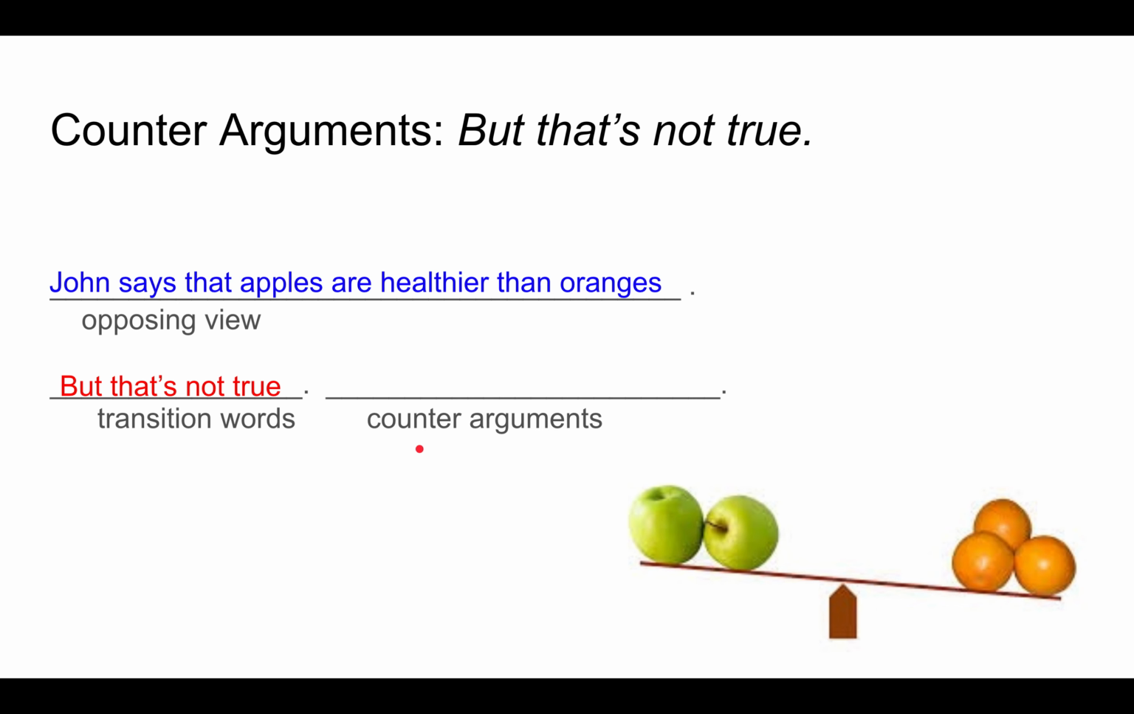And then give my counter argument. Oranges have more vitamin C. One more time. Introduce the opposing view. John says apples are healthier than oranges. Signal that you are going to make a counter argument using a transition word, but that's not true. Then give the counter argument. Oranges have more vitamin C. I know oranges are better. John says that apples are healthier than oranges, but that's not true. Oranges have more vitamin C.